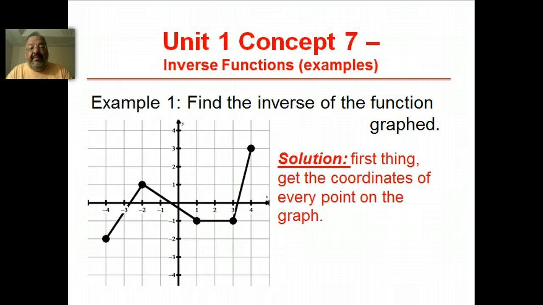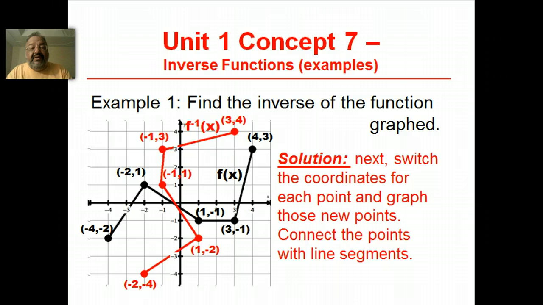Okay, what I'm going to do, I'm going to get the coordinates of every single point on the original graph. Okay, this is my f of x. So I got all the coordinates. Alright, so now what I'm going to do is I am going to switch the coordinates. All the x's become y's, all the y's become x's. Then I'm going to graph those points and connect them together.